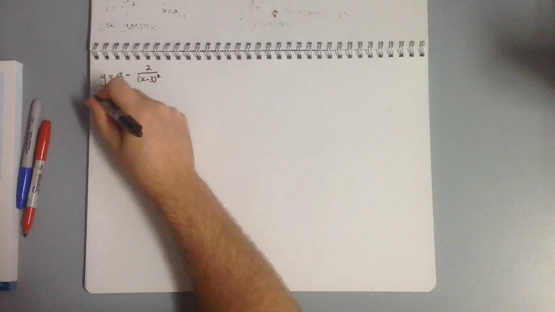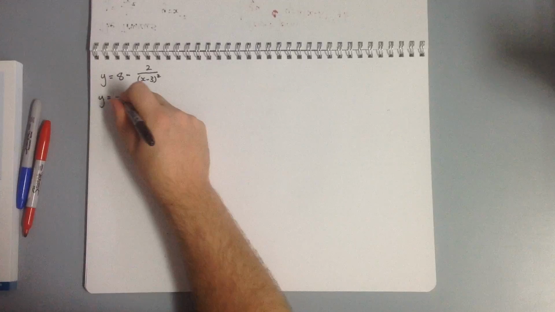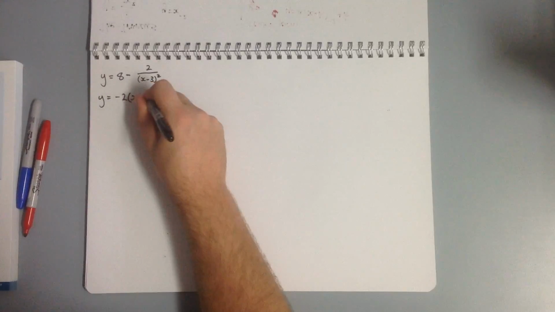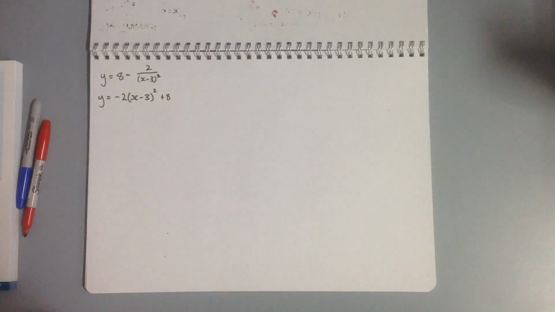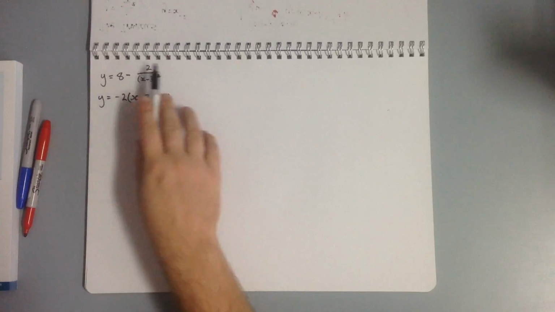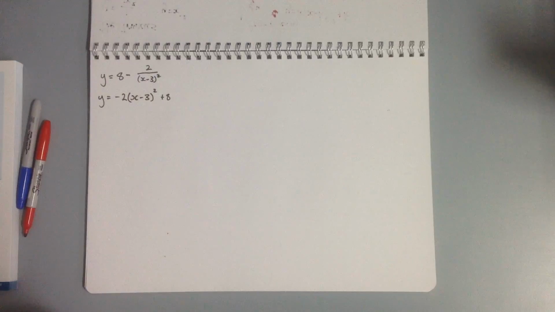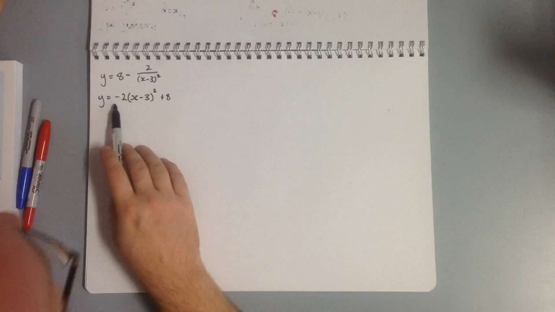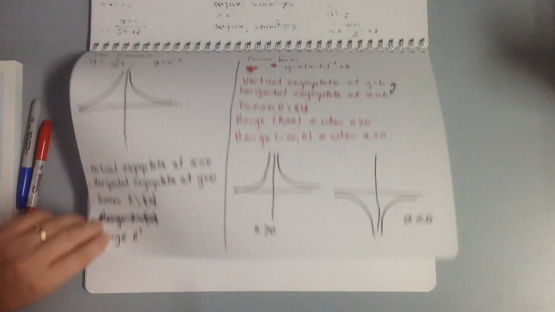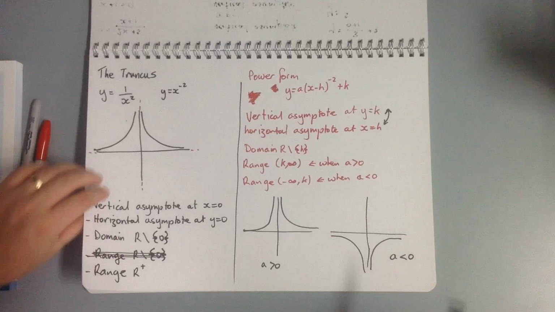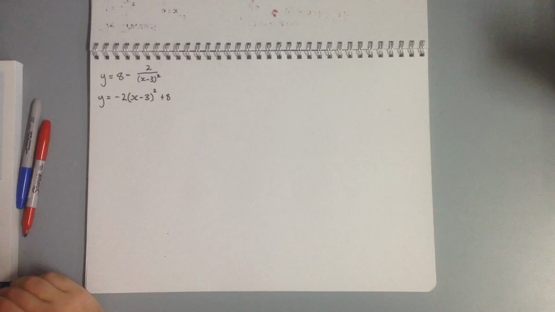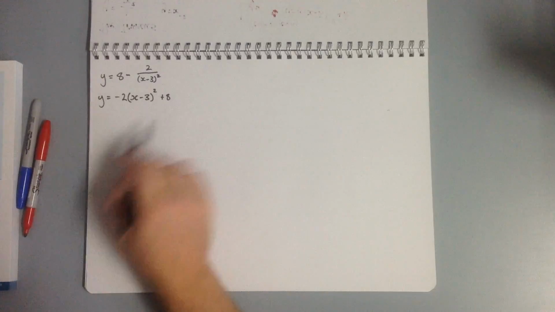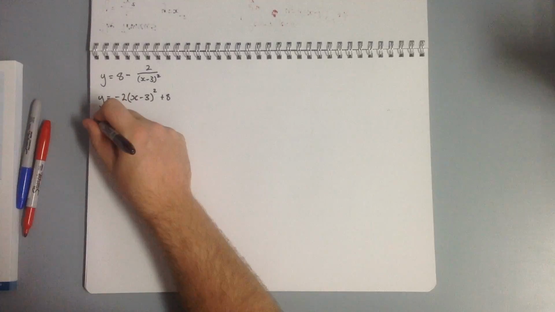So I'm going to actually rewrite that and write it in the form of that. All I've done is put a constant at the end and made it negative 2 out the front. So as we've just seen, because this a value here is negative, we're going to have a graph that has been reflected in our x-axis. Because they've been translated, we need to find our intercepts.